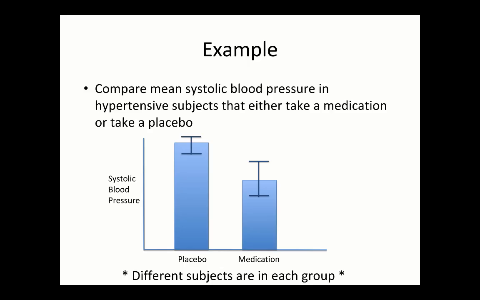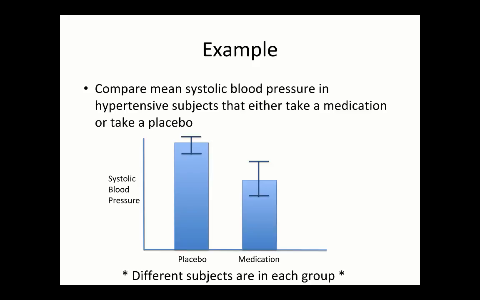For our second example, we wanted to compare average systolic blood pressure in hypertensive subjects that either take a medication or take a placebo. Our null hypothesis for a two-tailed two-sample t-test would be that subjects taking the placebo have equal systolic blood pressure to subjects taking medication. Our alternative hypothesis is that the subjects taking the placebo do not have equal systolic blood pressure to subjects taking medication. As you can see, the placebo group has higher systolic blood pressure than the medication group.